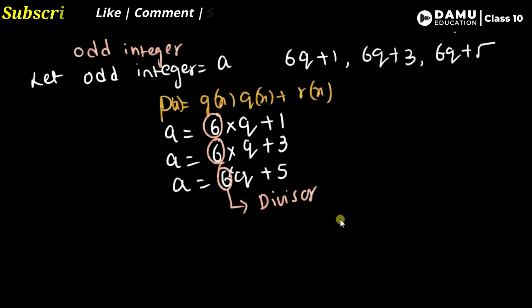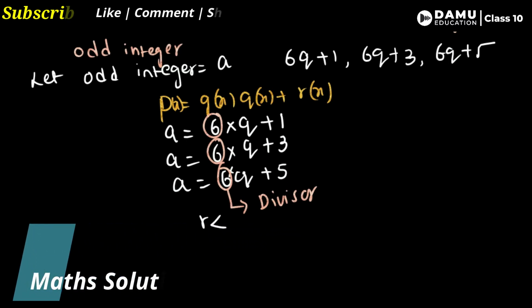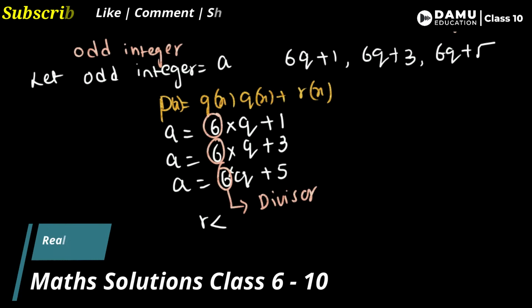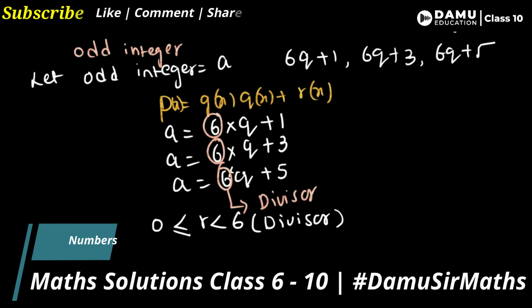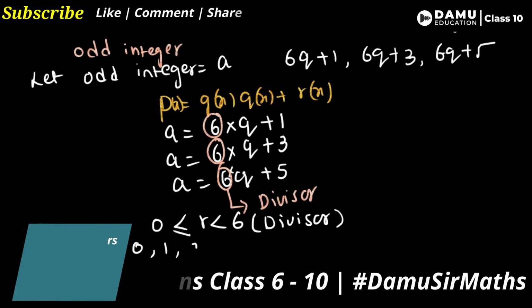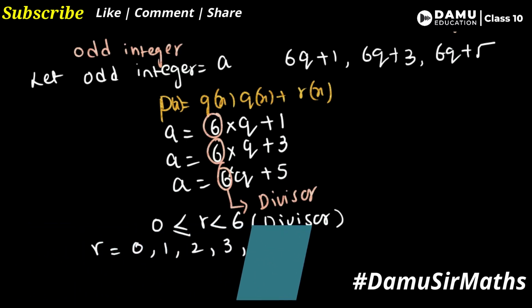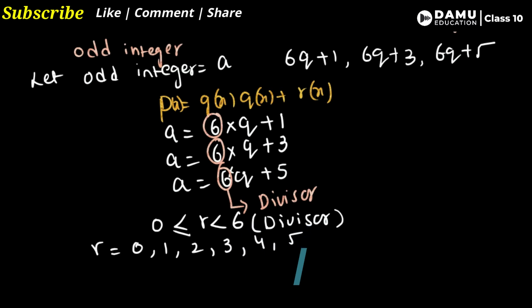So for this, the remainder is always greater than or equal to 0 and less than 6, the divisor. The remainder is always less than the divisor. That condition we already know. So the remainder values may be 0, 1, 2, 3, 4, 5. That's all.